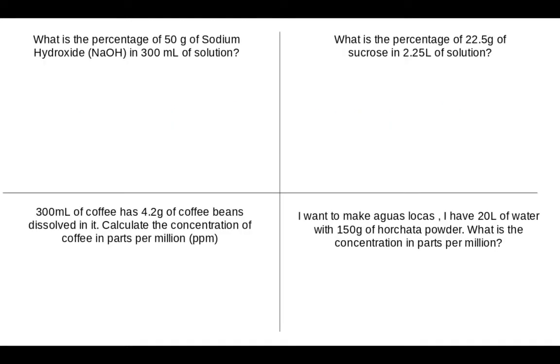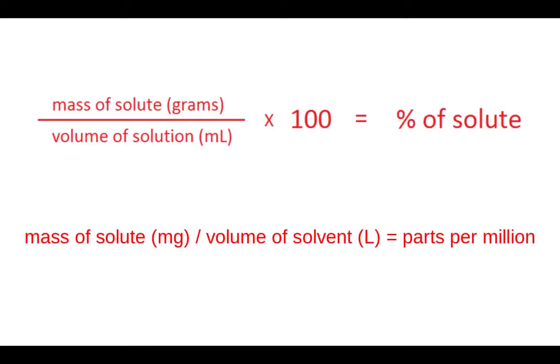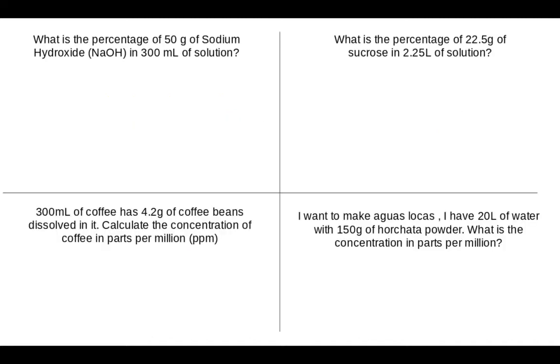So your turn. I've got 4 questions here. The top 2 questions are percentage concentrations, and the bottom 2 questions are parts per million questions. Use these equations here. They will help you, okay? The only thing that you need to worry about, it's not difficult, is just make sure you keep to the units. So for percentage, grams over milliliters multiplied by 100. And for parts per million, milligrams divided by liters.